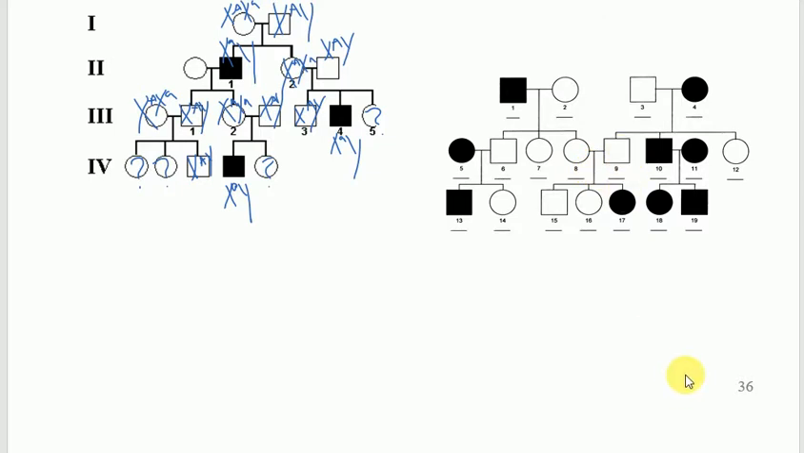So the first thing that we will do is give the shaded individuals lowercase letters. So we know little a, little a, little a, little a. Okay, so now that we've done that, we can go through and determine the rest of the traits.